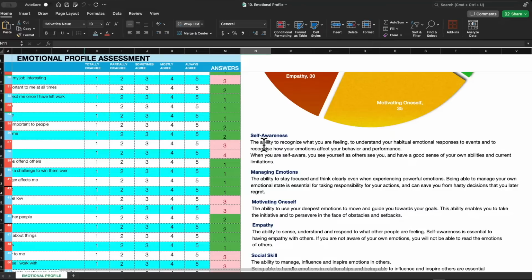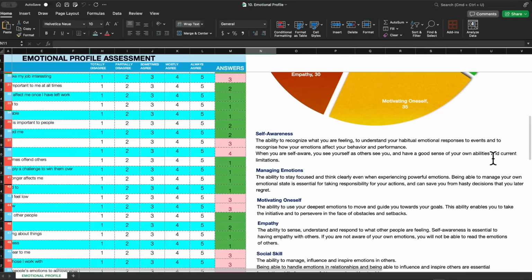Self-awareness. The ability to recognize what you are feeling, to understand your habitual emotional responses. That's the key word right there. Habitual. We are all creatures of habit, as we know. So what comes naturally, you have to see that. To events and to recognize how your emotions affect your behavior and performance. When you are self-aware, you see yourself as others see you. That's an important distinction right there. And have a good sense of your own abilities and current limitations. We are all limited by our personality, astrologically speaking, yes? So there's not much to talk about there.